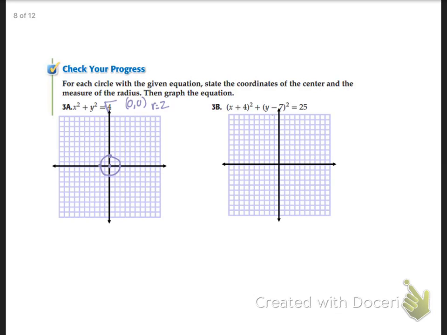Okay, I would pause the video and try this next one on your own before I start it up. Otherwise, I'm going to go ahead and start it. So we flip both of them. So I've got a -4 now and a +7. We square root and get 5.